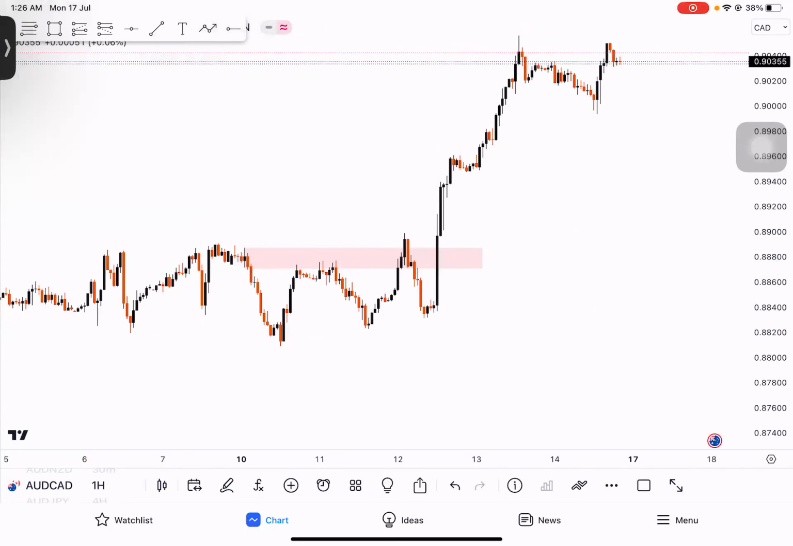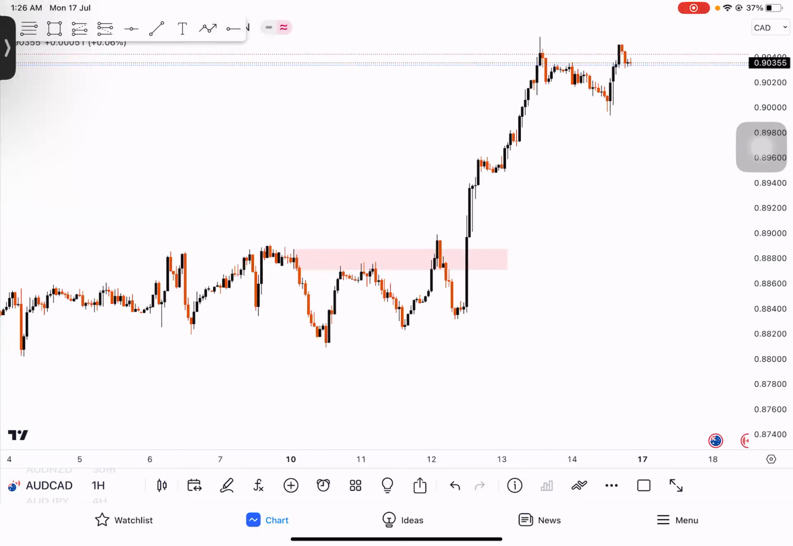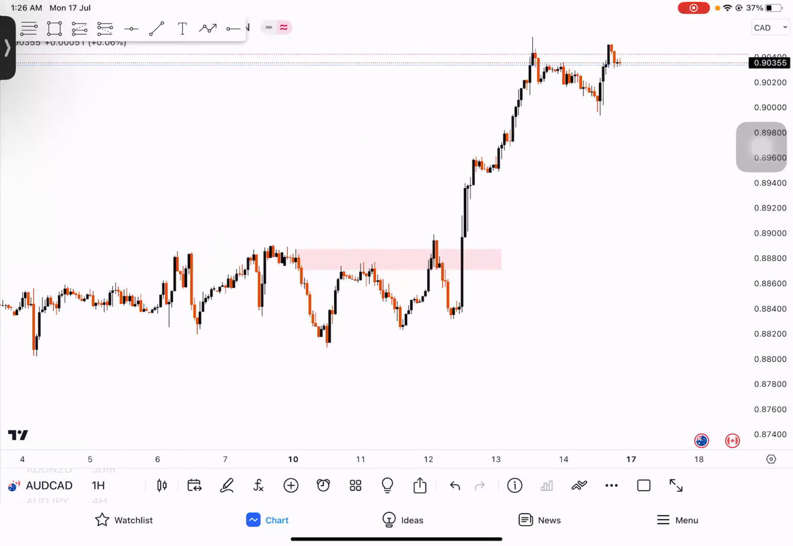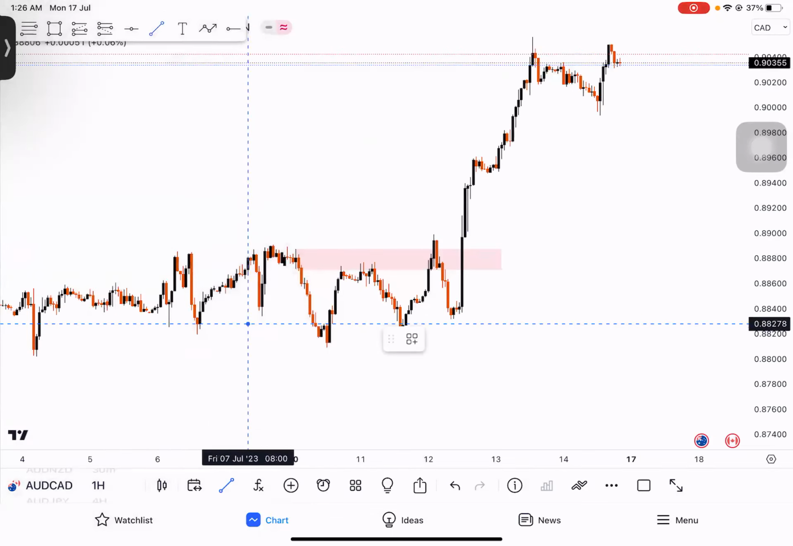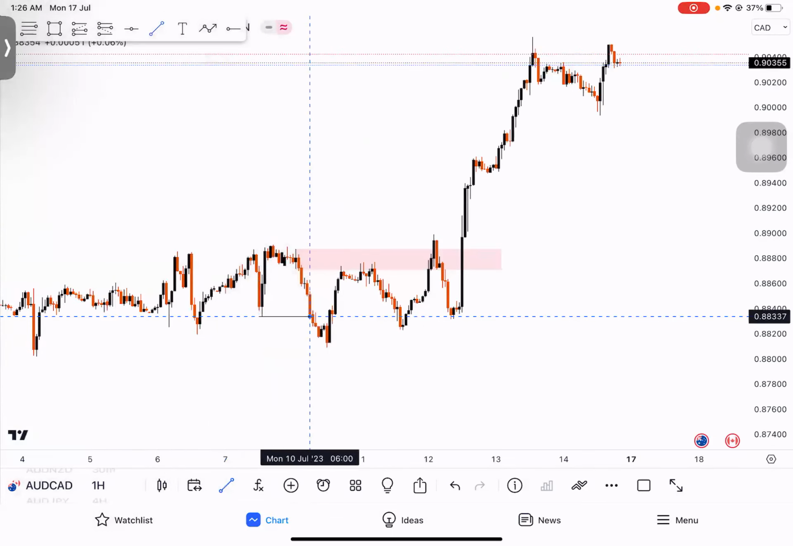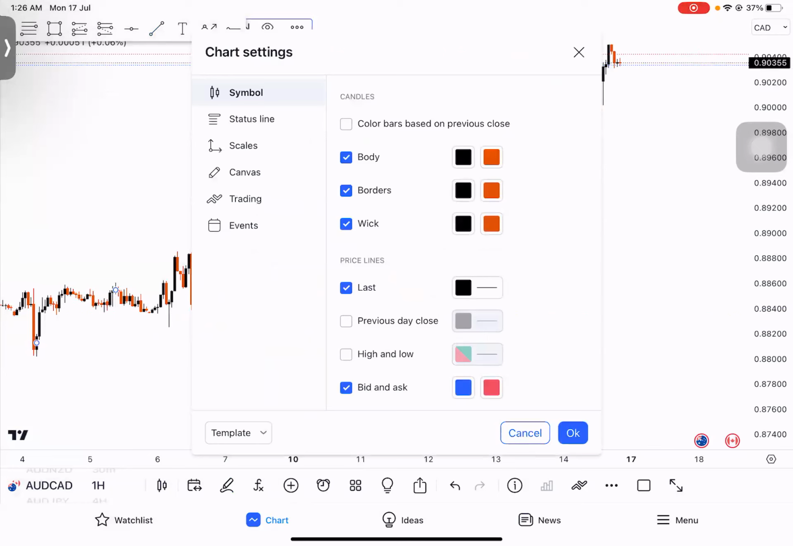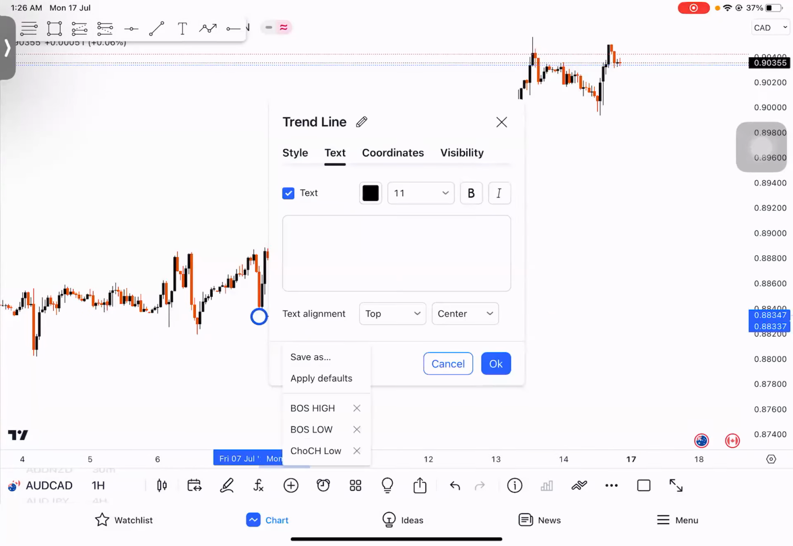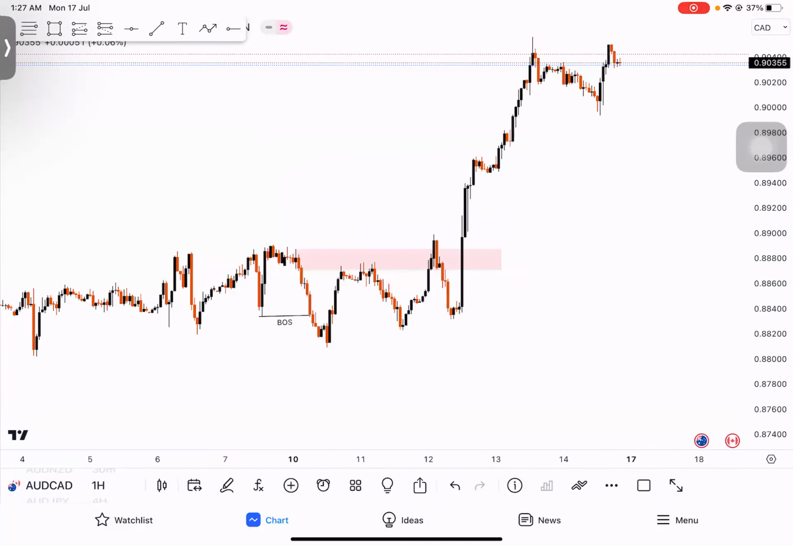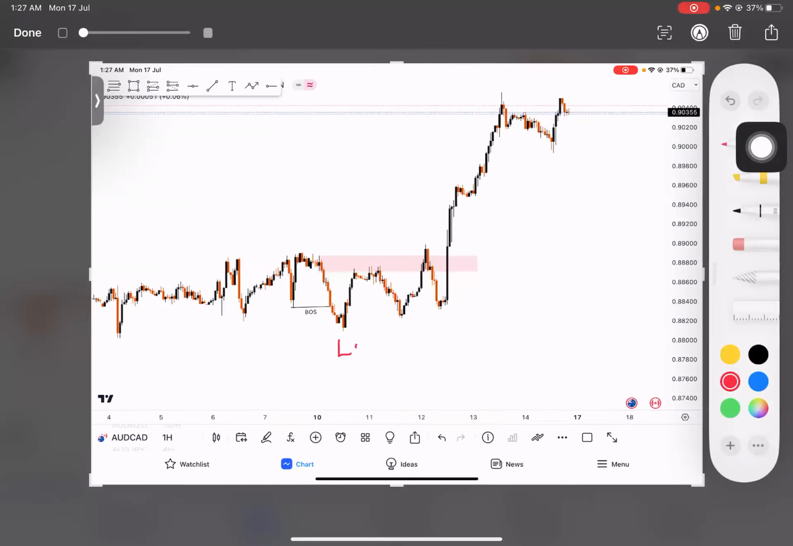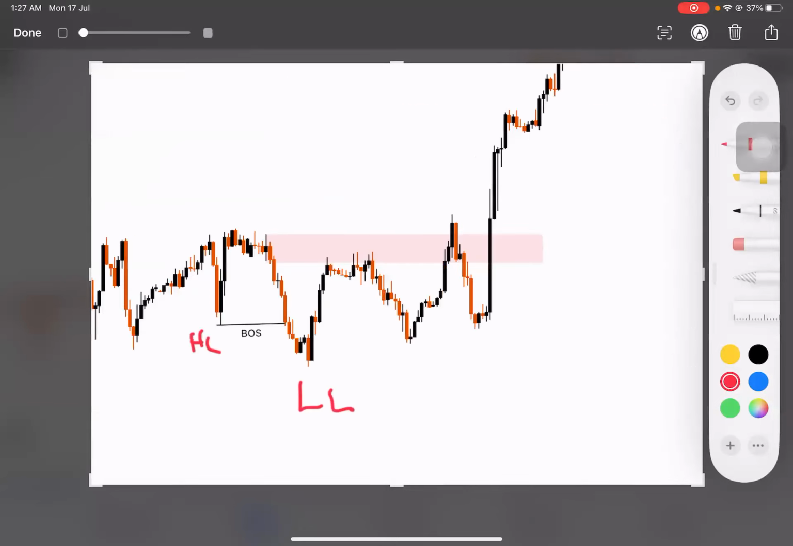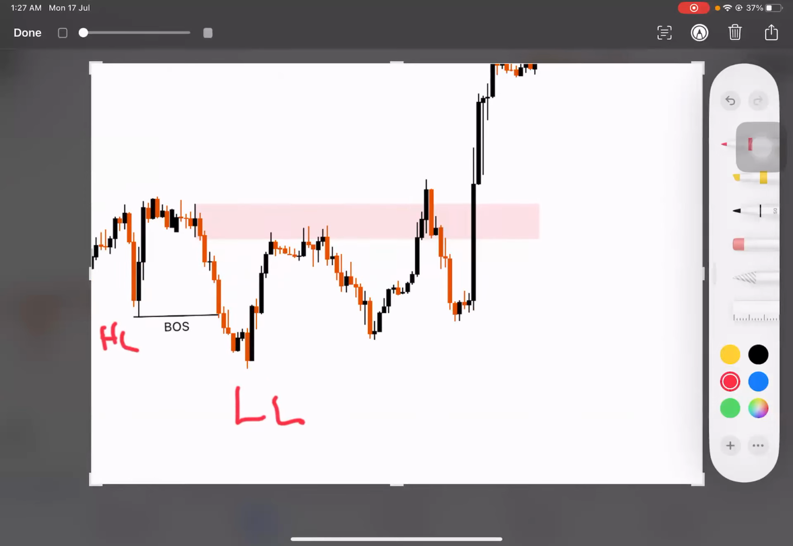For this area, my reason of selling is that currently it has a breakout. You can see this one is the breakout of the structure, making the new lower low. This is the lower low already. This is the previous higher low, but it broke out. So when you pull back right here, this is actually the first confirmation already.